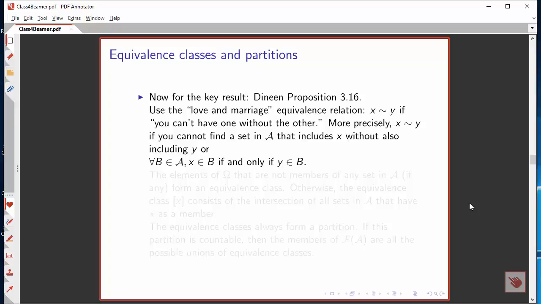So it's you can't have one without the other that defines this equivalence relation. X and Y are in the same equivalence class if whenever you find a set in the collection of subsets A, it also includes Y. Or more formally, for any set B, X is in the set B if and only if Y is also in the set B. Either X and Y show up together or they're both missing.